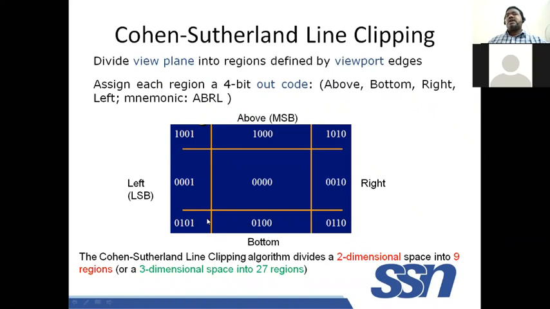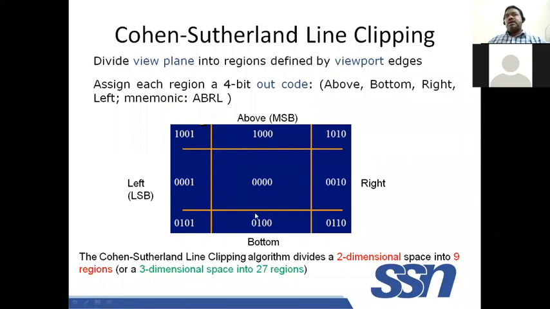This coding is also to be done in the same fashion. This is bottom left. How to write? Bottom will be 1, left will be 1, above 0, R is equal to 0. 0, 1, 0, 1. This will be the coding.